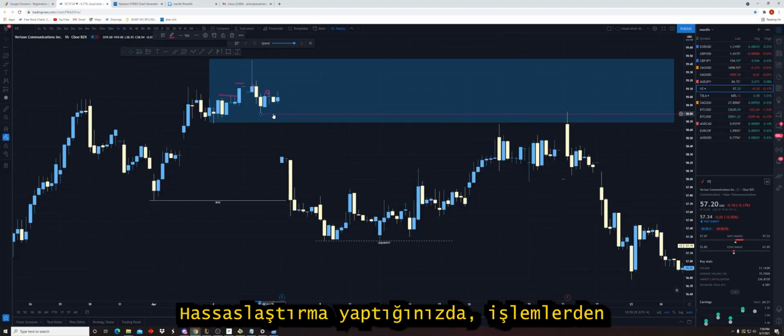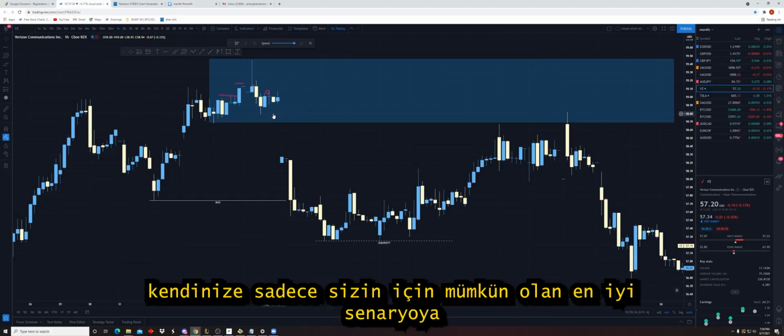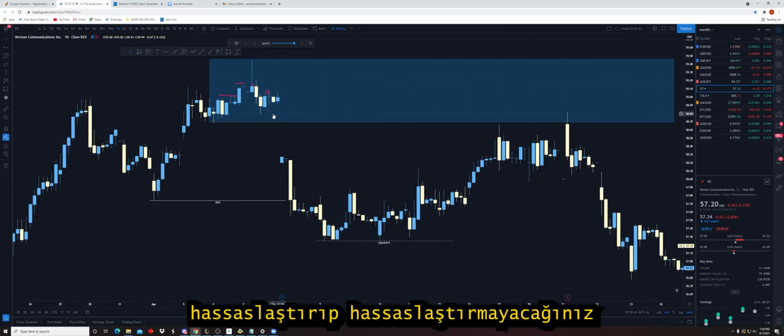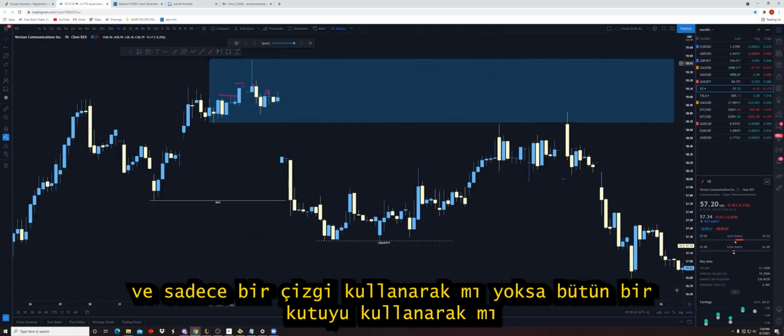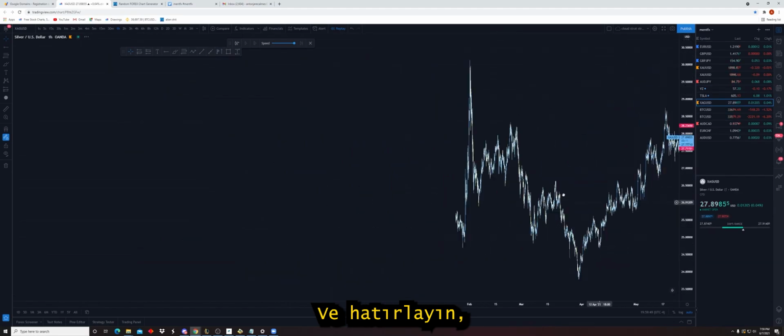When you refine, there are going to be times you are kept out of trades. But when you refine, you also give yourself the ability to only get into the best possible scenario for yourself. So you need to make your mind up and a decision about how you're going to refine, if you're going to refine, and if you're going to go to the refinement details of using just a line or using an entire box, right?